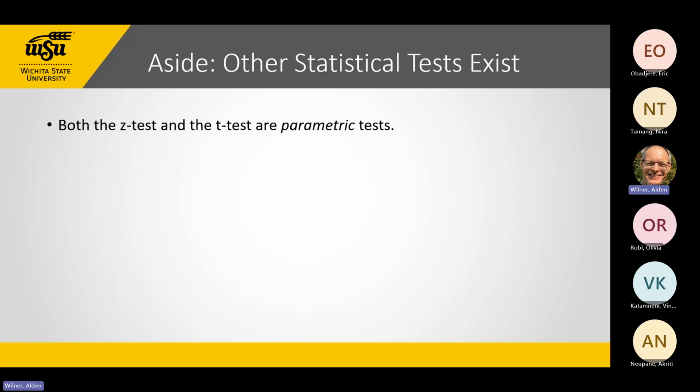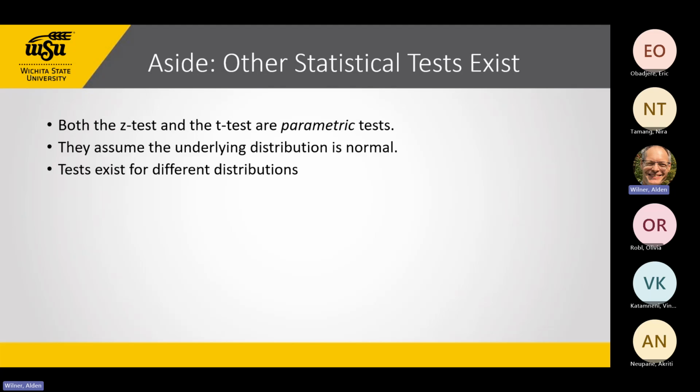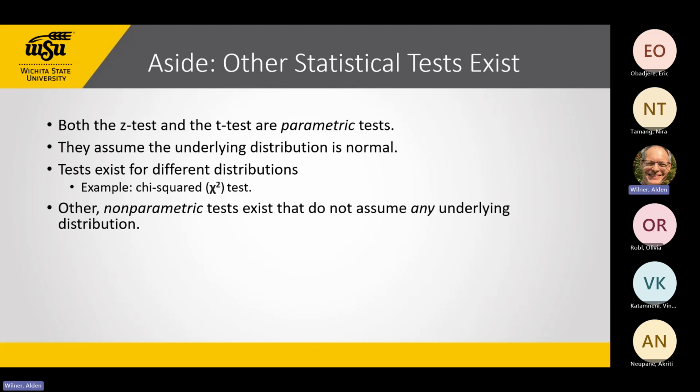Other statistical tests exist. Z and T tests are parametric tests. In other words, they assume that the parameters of the underlying distribution can be figured out, that it's a normal distribution, right? There are different distributions. The chi-squared test, right, is used for populations where you don't know what things are. There are other tests that are non-parametric, that don't assume any underlying distribution.